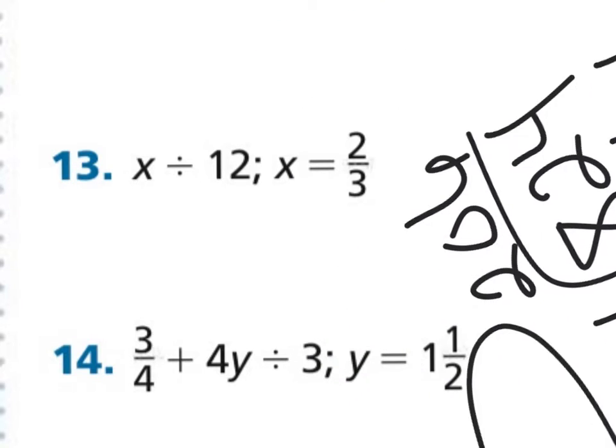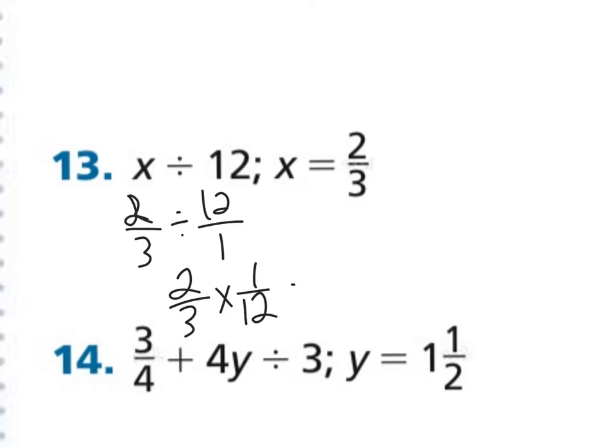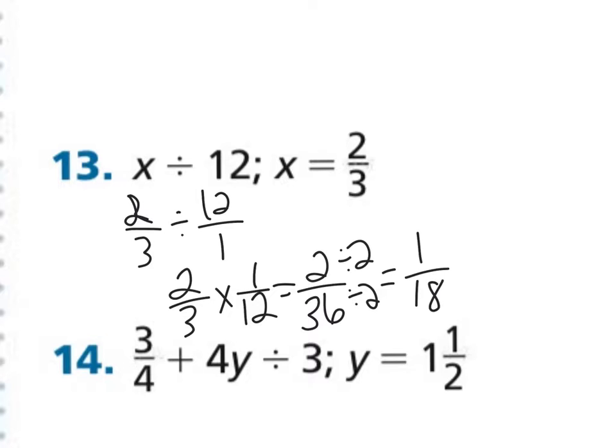Number 13, 2/3 divided by 12. After we substitute 12, we can put it as 12 over 1. Dividing fractions, keep change reciprocal, and then multiply straight across. That would be 2 over 36. Those are both even, so we can reduce them both by 2. And that would be 1 over 18. 1/18.